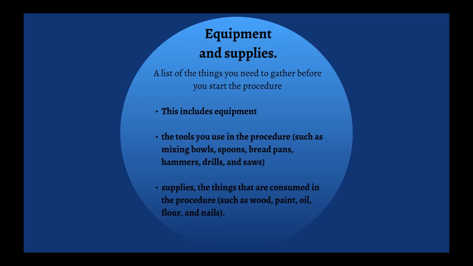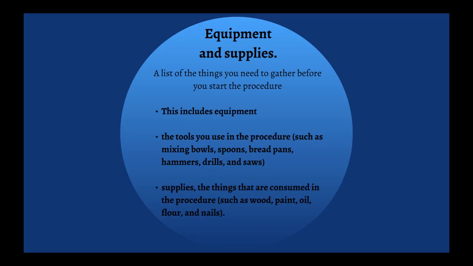So your equipment and supplies are a list of things you need to gather before you start the procedure. And these might include equipment. It might include tools you use in the procedure, such as mixing bowls, spoon, bread pans, hammers, drills, and saws. If you're baking, I don't think you should be using hammers or drills or saws. But anyway, we know that these are the equipment that you might need.